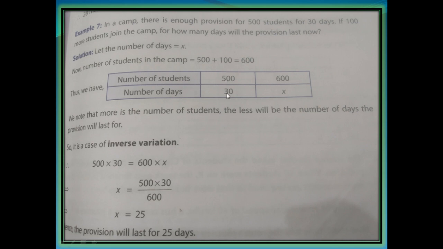Now multiply 500 by 30 is equal to 600 by x. You will get x is equal to 500 multiplied by 30 over 6. When you reduce it into standard form, you will get 25 days. It means the provision will last for 30 days when students were 500, but it will last for 25 days only when the students are 600.